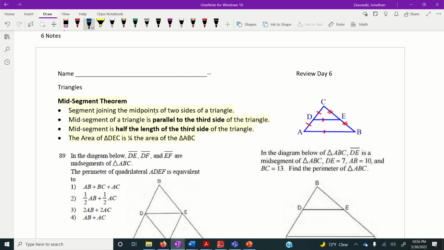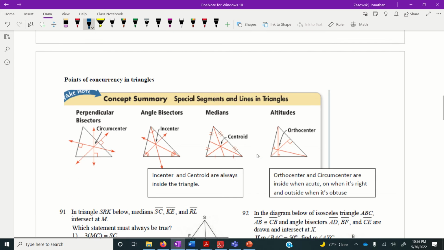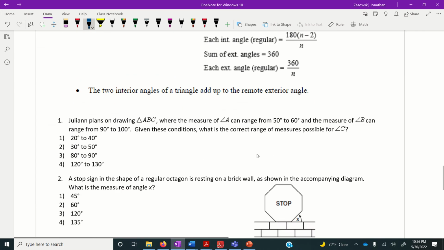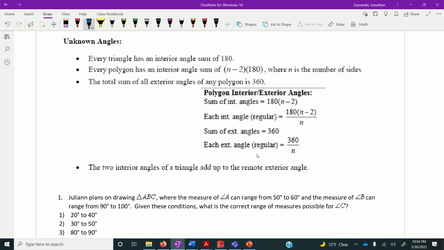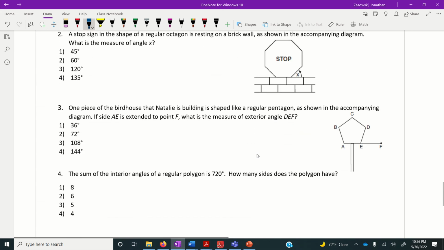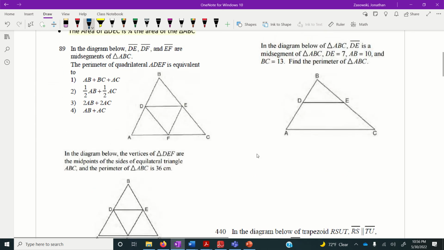Today we're talking about the Midsegment theorem, points in the triangle that meet at the same point. We call those points of concurrency, and then also we're going to talk about the unknown angles, so angles inside and outside of polygons, and that will wrap up today.